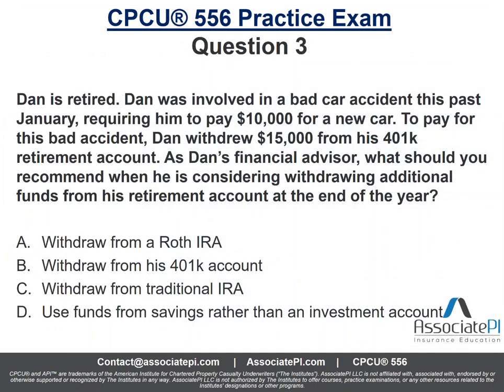All right, let's look at question number 3. Again, this is a difficult case question, going to be in part B of your exam. So this one says, Dan is retired. Dan was involved in a bad accident this past January, requiring him to pay $10,000 for a new car. To pay for this bad accident, Dan withdrew $15,000 from his 401k retirement account. As Dan's financial advisor, what should you recommend when he is considering withdrawing additional funds from his retirement account at the end of the year?